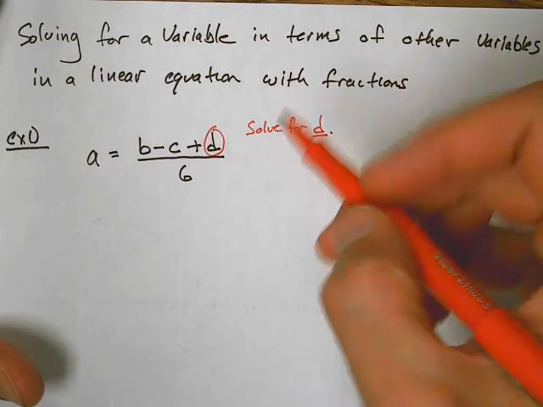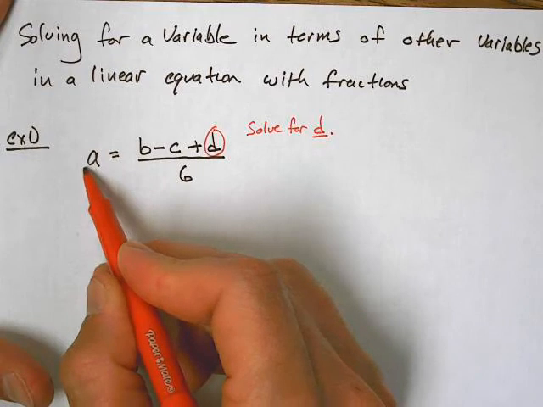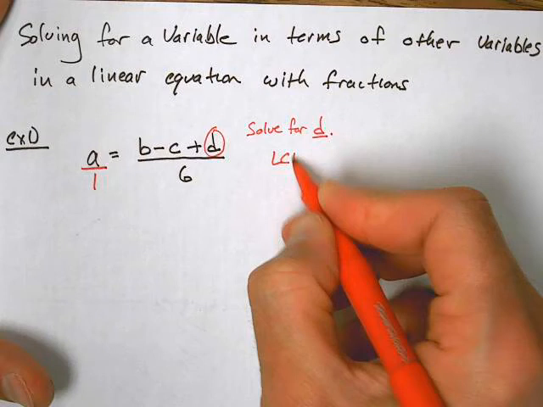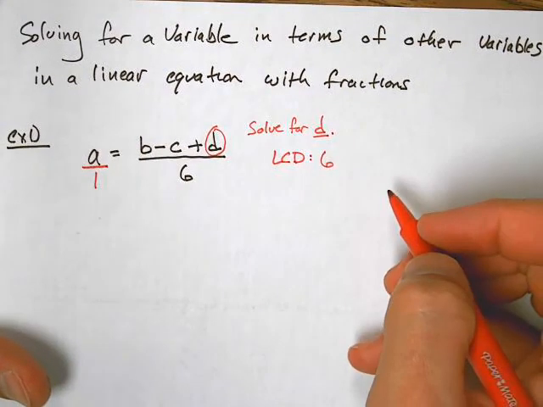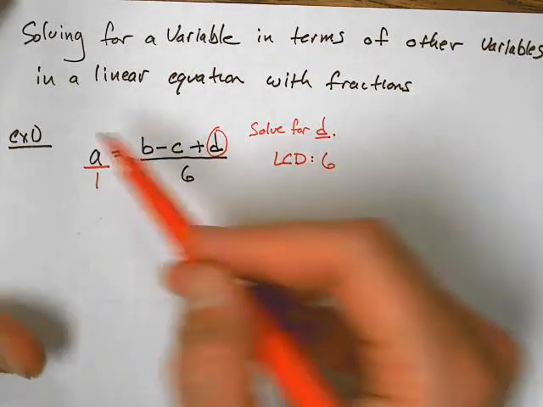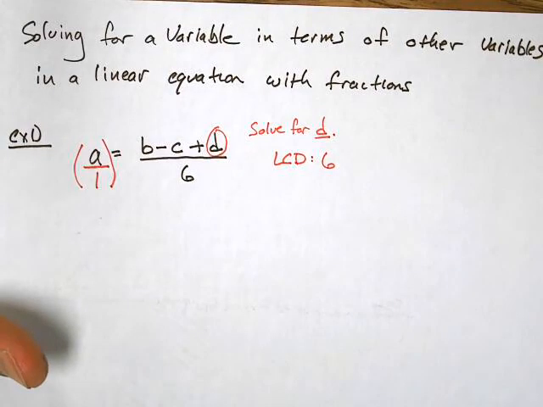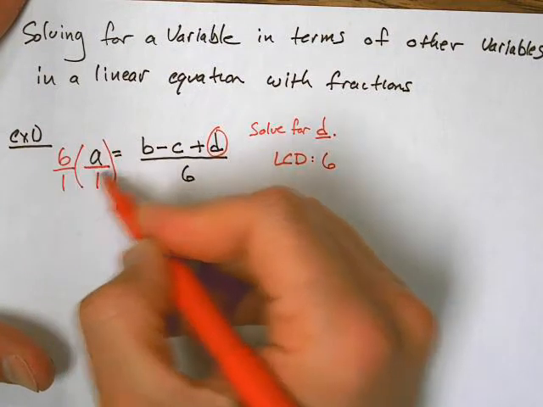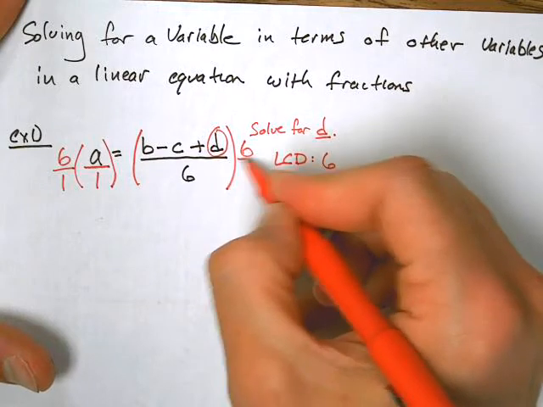Now here, the only fraction I have is this one with a denominator of 6, and if I had to write A as a fraction, I can write it over 1. So the LCD of this entire equation is 6. So all I'm going to do is multiply all terms in the entire equation by 6, just like we did if you were solving a linear equation that happened to have fractions. I'm going to multiply this term by 6, and I'm also going to multiply this entire fraction by 6.